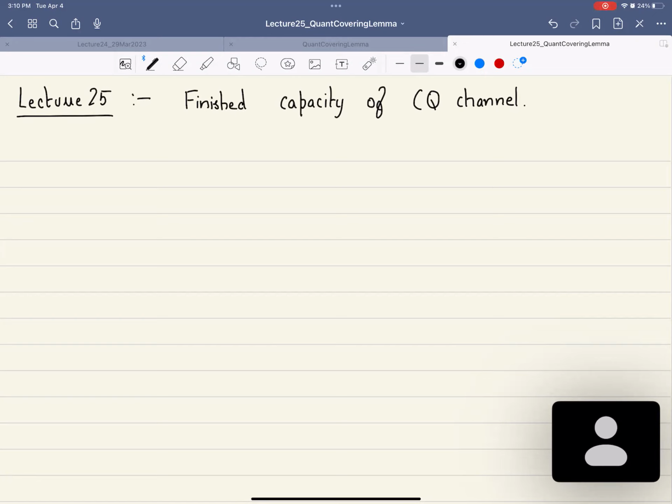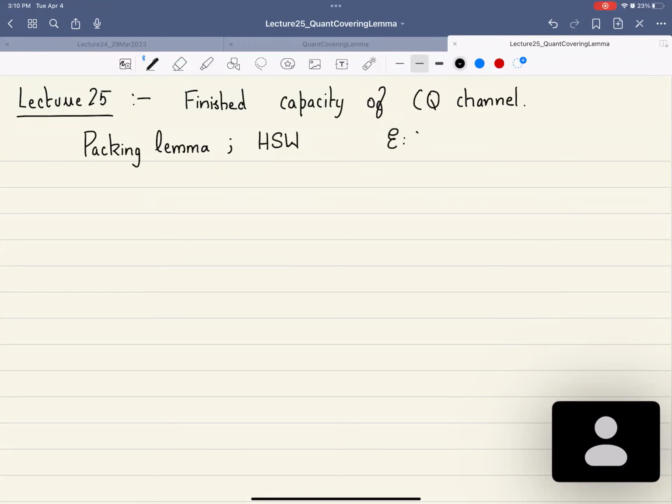Okay. So in the previous class we finished the capacity of the CQ channel. We actually did the packing lemma. We didn't use it, but the packing lemma essentially proves the capacity of the CQ channel. I sat with Srinidhi and indicated how you use the packing lemma to prove the HSW theorem. I'm slightly incorrect in saying HSW theorem. The HSW theorem is actually for the QQ channel.